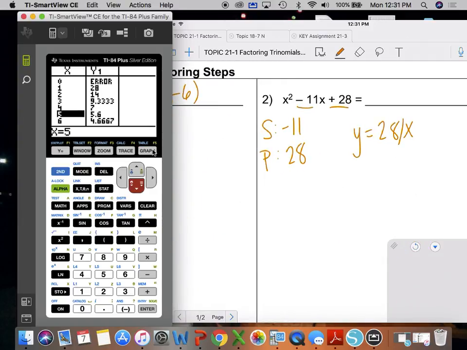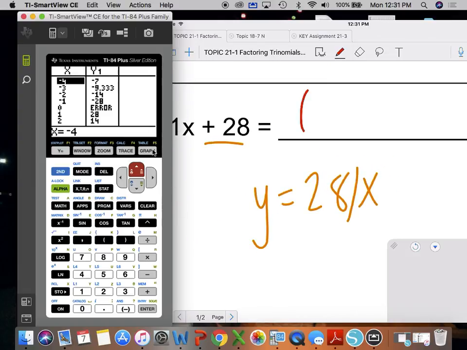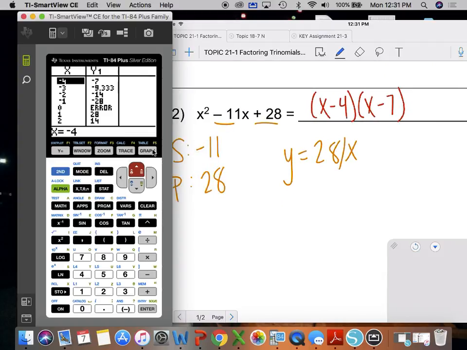Now when I'm looking, all of these numbers are positive. Two positives don't add to negatives. So I'm going to scroll up. -1 plus -28 is not -11. That's not. I skip the decimals. -4 plus -7 gives me -11. So my answer is -4, -7. And you simply write them in the boxes or off to the side.